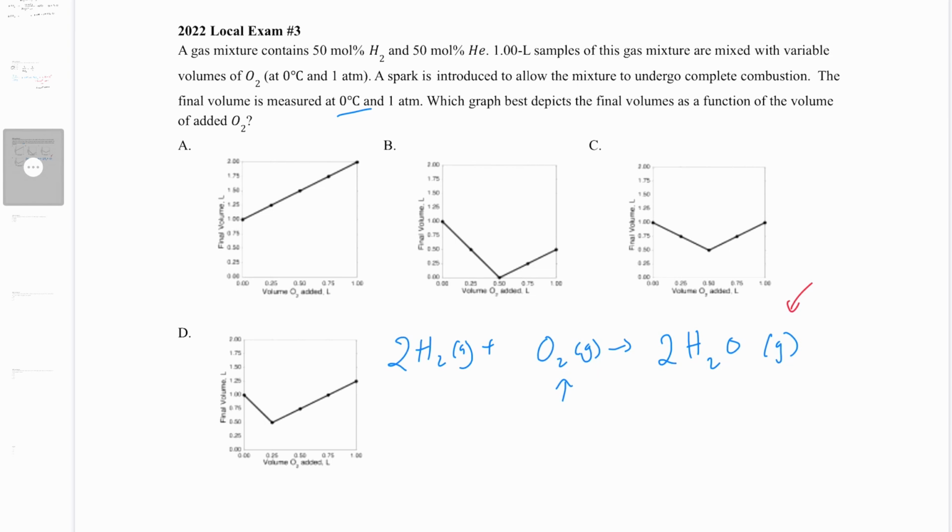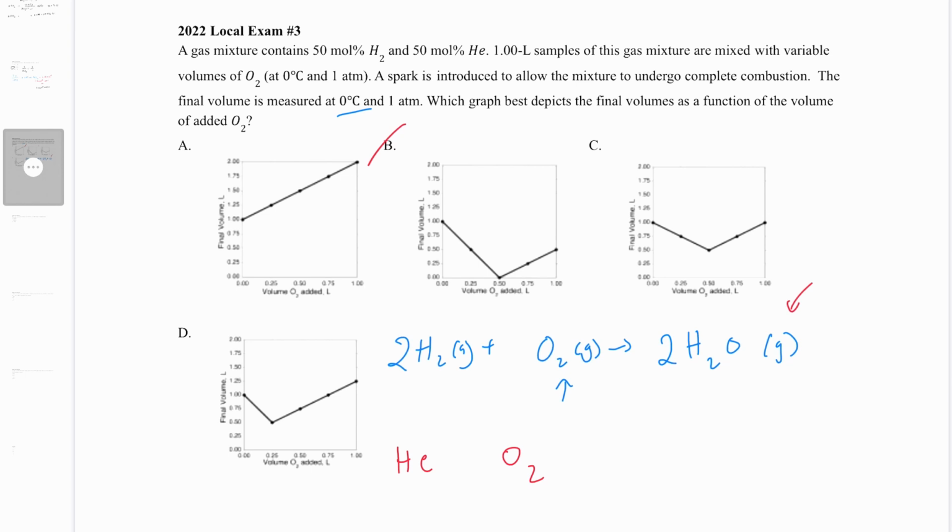Okay, let's look at what happens with the helium. Now the helium is a little different. So you have helium and you're trying to react it with oxygen. The problem with that is that helium is a noble gas. Helium doesn't react. So what this means is that helium stays there all the time. Therefore, your graph can't ever dip below 0.5 liters. And so that gets rid of B.